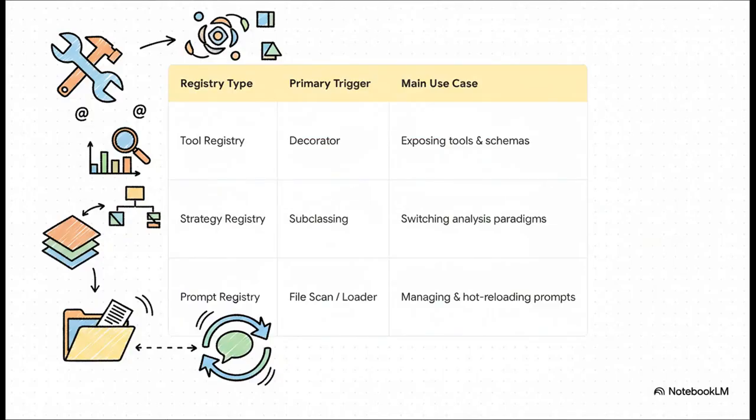Okay, so let's just do a quick summary to tie all 3 of these together. The tool registry uses decorators, and it's all about exposing function schemas. The strategy registry uses subclassing to let you switch between major modes of analysis. And the prompt registry uses file scanning, so you can manage and hot reload your prompts as configuration. 3 different patterns solving 3 very distinct problems.